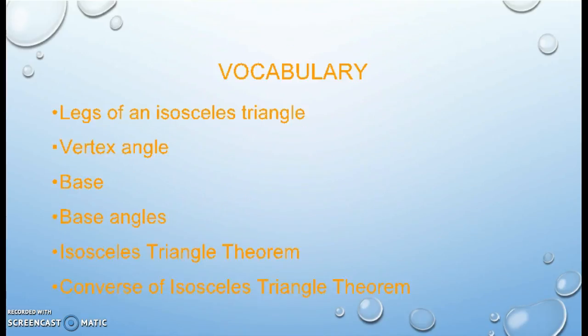So here's a list of vocabulary terms that we are going to cover today, and each of these relates to parts of isosceles or parts of equilateral triangles. We are going to look at the legs of an equilateral or isosceles triangle, what a vertex angle is, base angles, and then the isosceles triangle theorem and the converse of the isosceles triangle theorem.